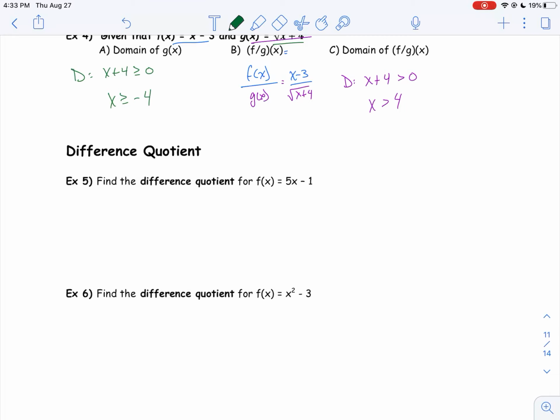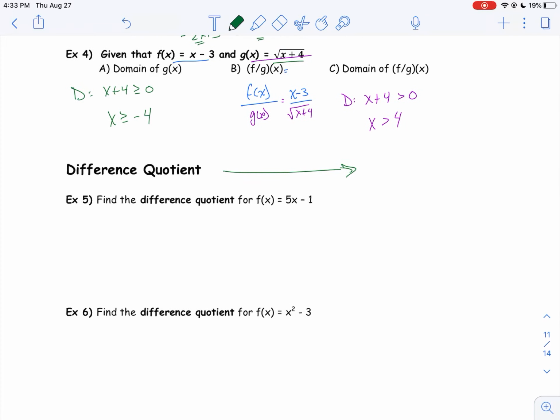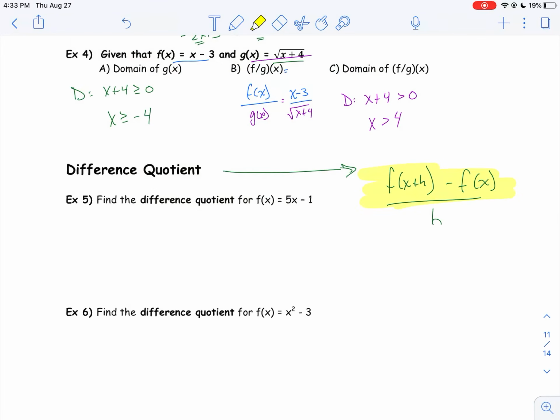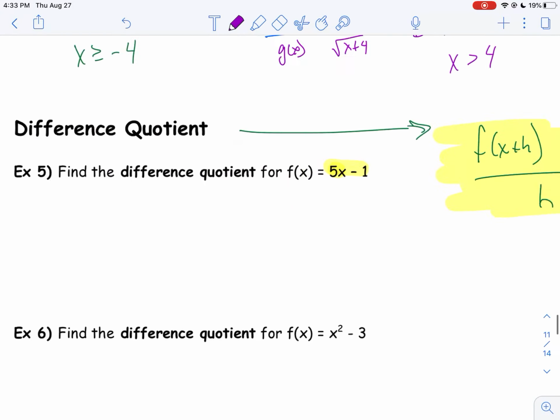So the difference quotient is f of x plus h minus f of x all over h. So when it says find the difference quotient, this is what they're asking you to do. They're asking you to do this process to whatever your function f of x is. Okay? So let's take a look at it, give it a try.